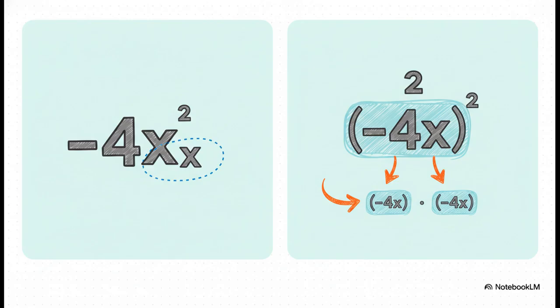But on the right, those parentheses act like a container. They tell the exponent to apply to everything inside. So, (-4x) squared means you multiply the entire thing by itself, which gives you a positive 16x squared. See? Parentheses literally change everything. You have to watch out for this, especially when you have negatives and negative exponents all in the same problem.